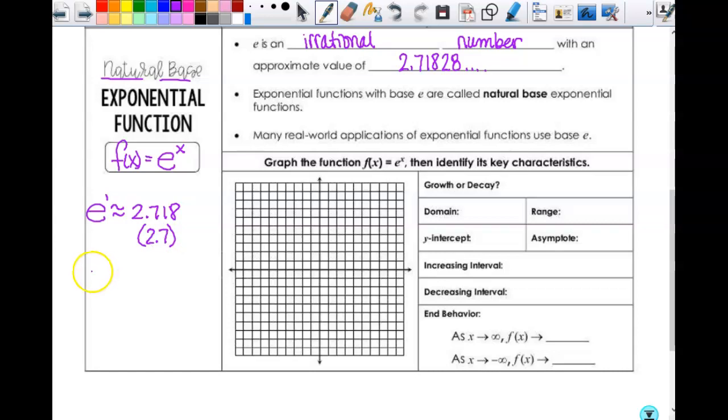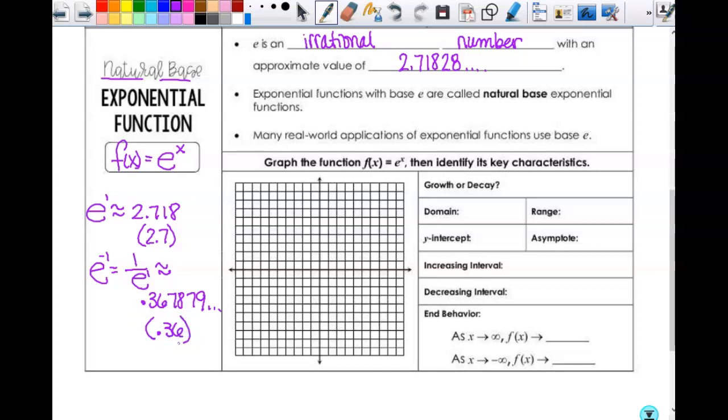Then you also need to know e to the negative 1 power, which is the same as 1 over e to the first power, right? And that is about 0.367879. Again, do we have to be that accurate on this graph? Absolutely not. As long as you know it's about 0.36, you are good.